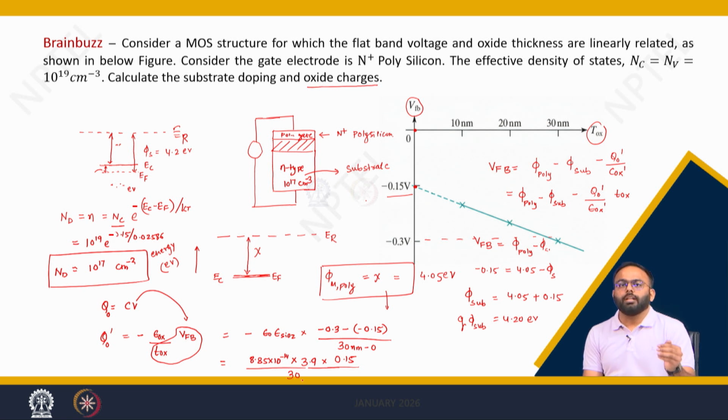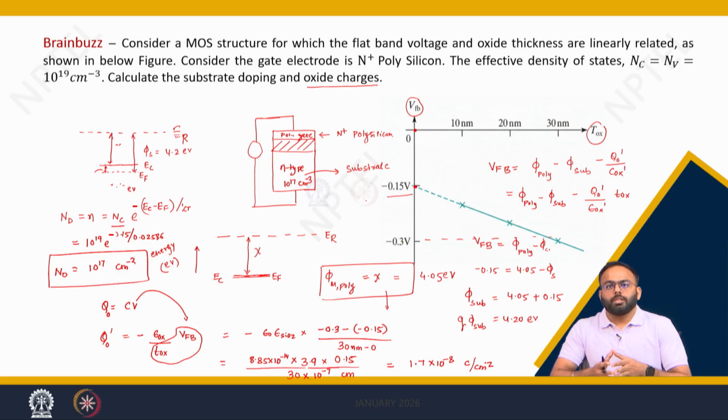Again, you have to take care about the units. So, here you need to take what? In centimeters, minus 7 centimeters. When you calculate this, the overall value comes out to be 1.7 into 10 to the power of minus 8 coulomb per centimeter square. Do take care about the units, because here the unit is coulomb per centimeter square.